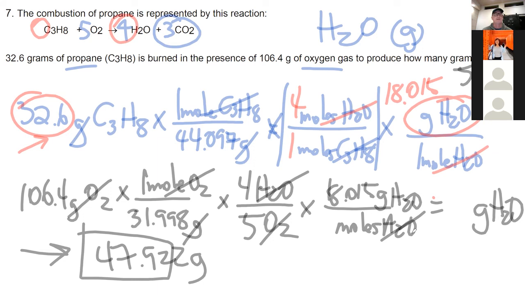So which reactant is in excess? The propane. Propane, right? So your propane is in excess and the oxygen is limiting.